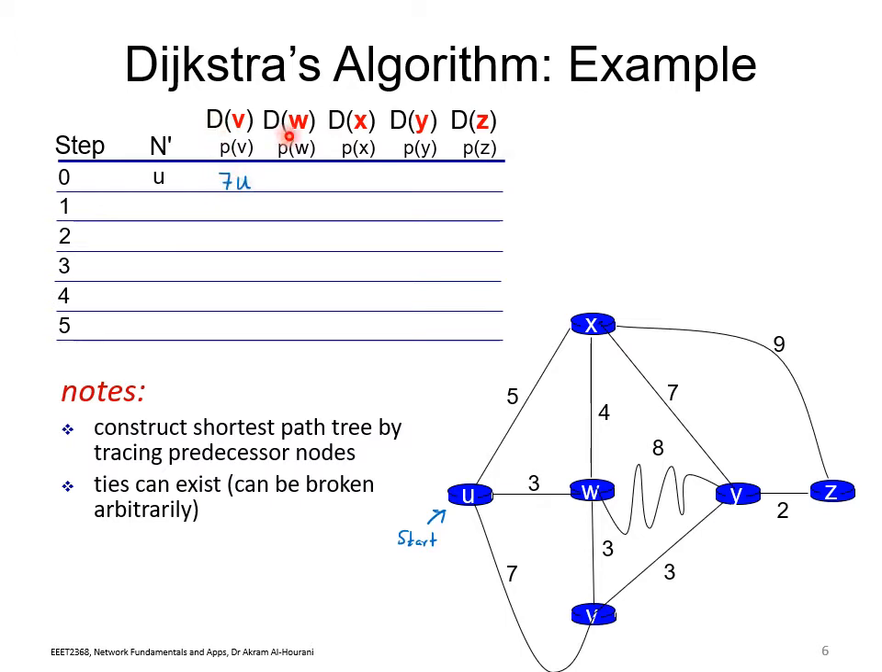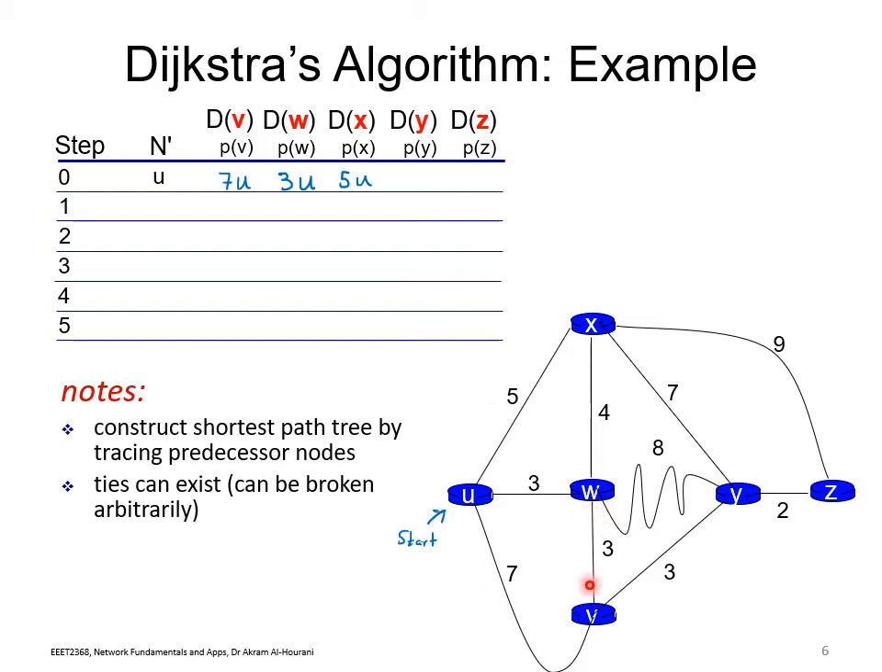Let's look at the second node. So w, the distance to w is 3. So I'm going to put 3. And how to reach it? Well, directly. And then the third node, x, has a weight 5. And how to reach it? Directly.